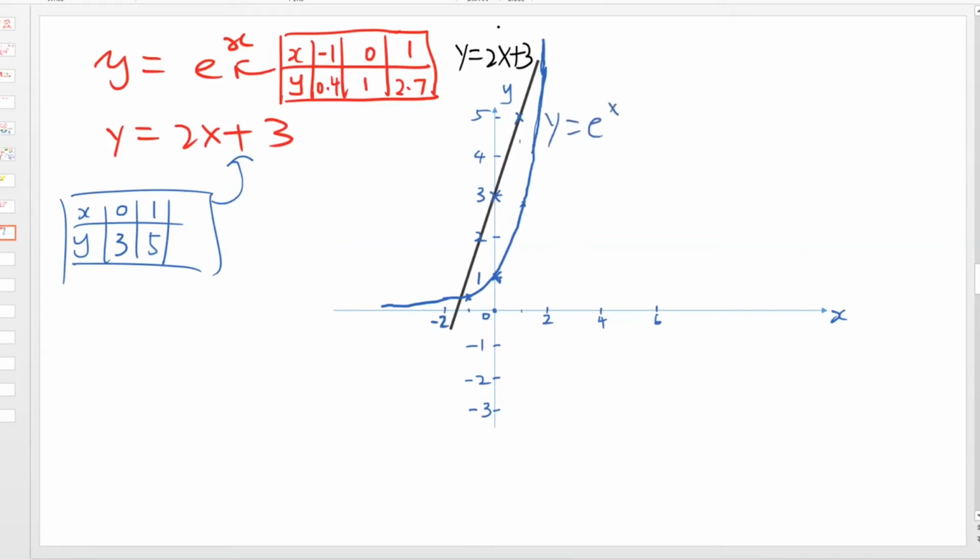What I'm trying to show you here is you need to know how to draw the linear curve and the exponential curve. Meaning you need to know how to draw this, and you also need to know how to draw this. Not only do you need to know how to draw these two, the question usually will also ask you what are the intersection points.